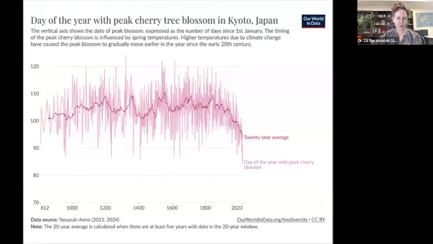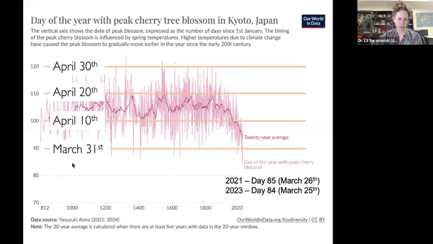When you look at this graph, what you're looking at is the day of year of the bloom date on the y-axis, and then the year on the x-axis. So this goes back to the year 812, which is phenomenal. And here's 2023 as the most recent. We can replace the dates on the y-axis with something a little bit more familiar. The end of March is typically around day 90, the number of days past January 1st.